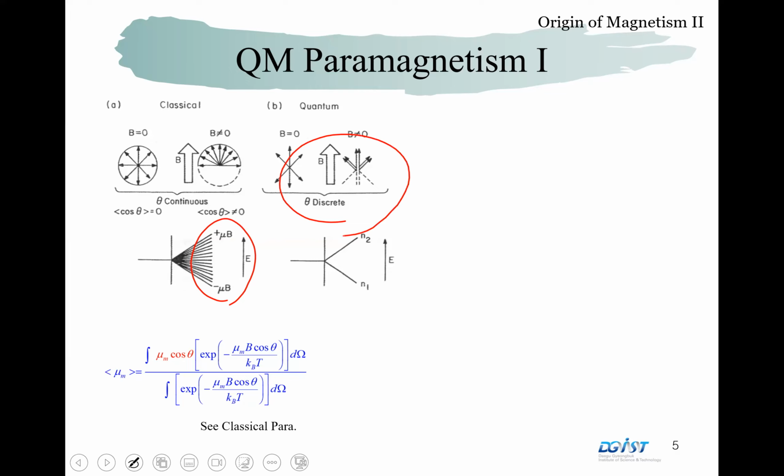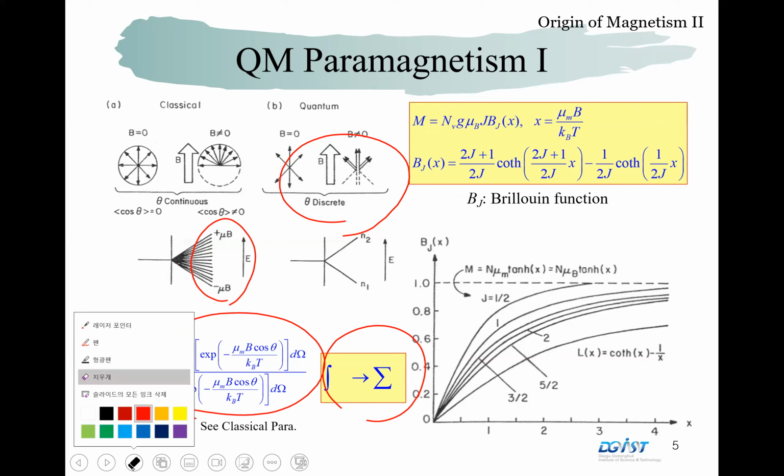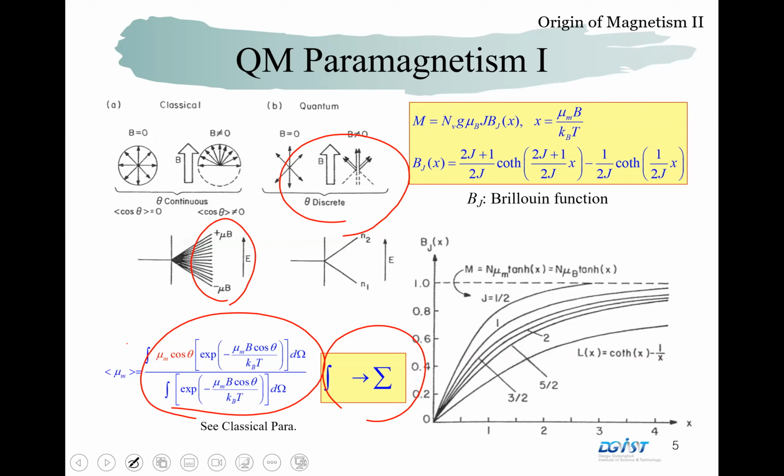So the integral is changed into the sigma, the summation, which is the discontinuous, discrete physical quantity. And finally, we got some result. This one is a little bit different from the classical one called the Langevin function. We got a little bit more complex mathematical representation called the Brillouin function. But if you remember the Langevin function, the behavior is quite similar.